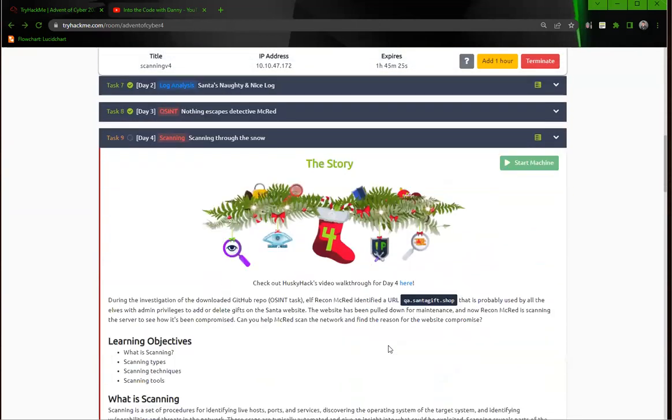So yeah, good luck completing these tasks. And I'd say continue to complete them, because December 28th is coming up, and it'd be great to win some of the prizes.